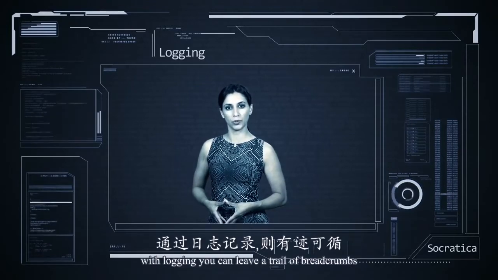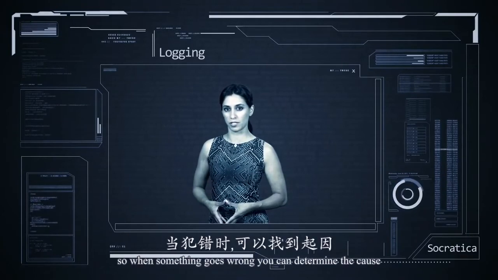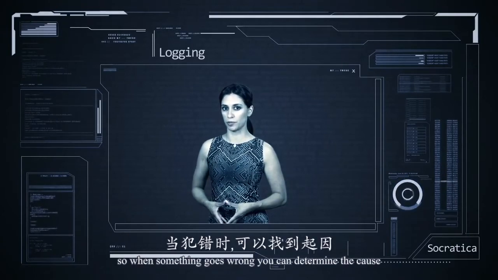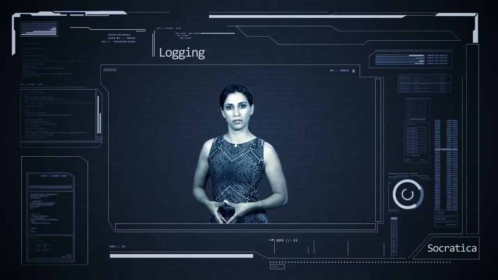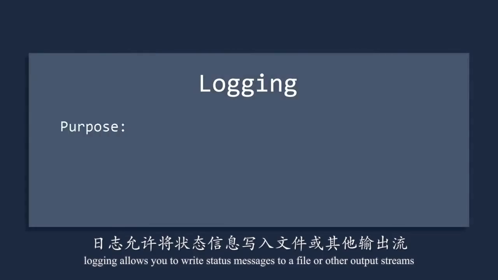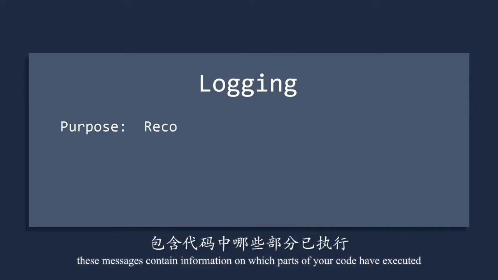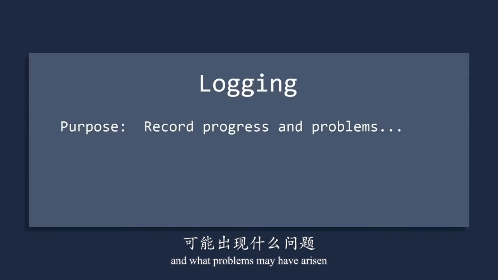With logging, you can leave a trail of breadcrumbs, so when something goes wrong, you can determine the cause. Hope for the best, but plan for the worst with logging. Logging allows you to write status messages to a file or other output streams. These messages contain information on which parts of your code have executed and what problems may have arisen.